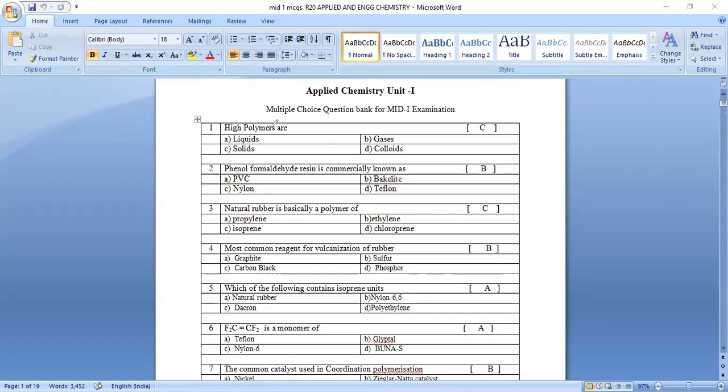High polymers are known to be solids. Phenol formaldehyde resin is nothing but bakelite. Natural rubber is basically the polymer of isoprene. The most common reagent used in the vulcanization of rubber is sulfur.